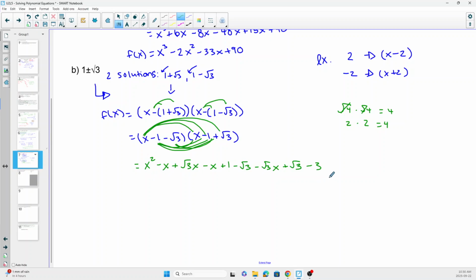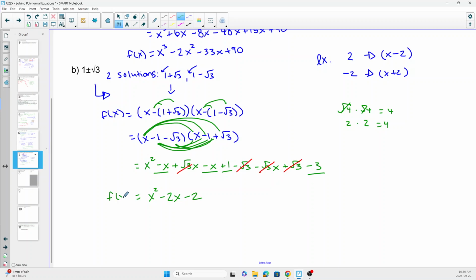Okay, so now I can actually clean this up and something really neat happens. I had a positive root 3x, and over here I have a negative root 3x, so those cancel out. I had a negative root 3, and over here I have a positive root 3, so those cancel out. So now I'm just left with some really nice terms that I can collect. I've got still only one x squared. I had negative x minus x, which is negative 2x. And then I had positive 3 minus 2, which is negative 2.